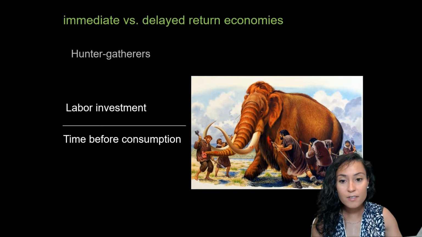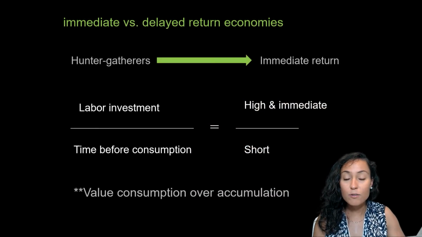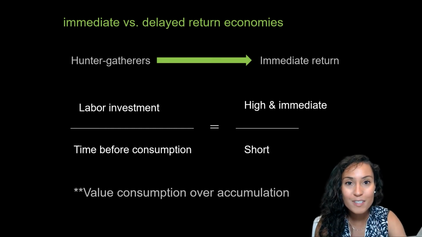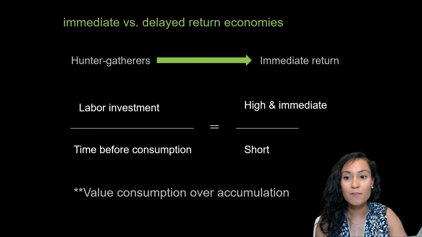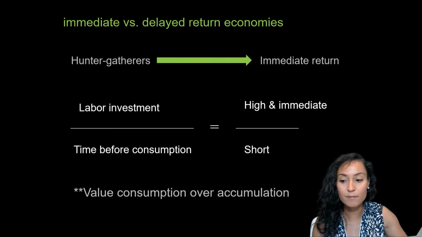For hunter-gatherer societies, we consider them to have what's called an immediate return economy. So basically the idea here is that hunter-gatherers receive a direct and immediate return for their labor. When you go out on a hunt, you are either successful or you aren't, and you know it pretty quickly. In this sort of immediate return economy, you value consumption over accumulation.